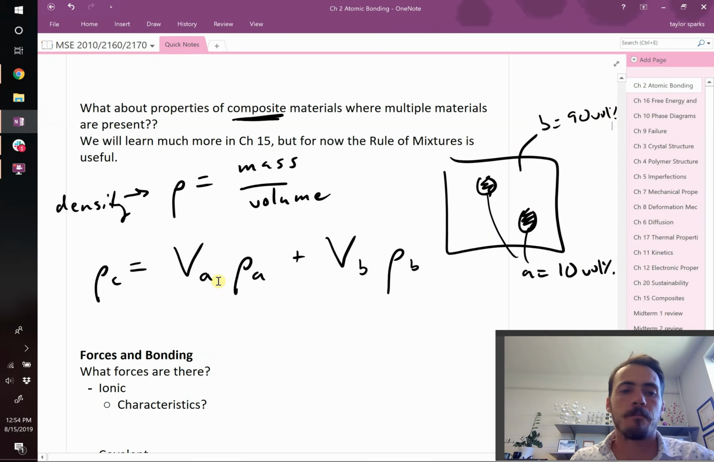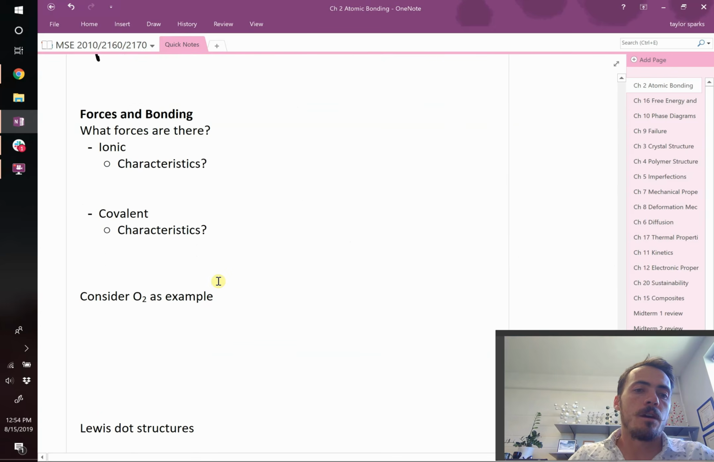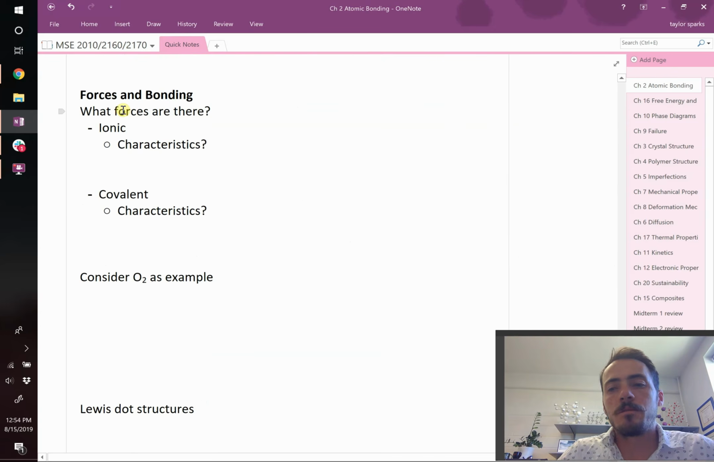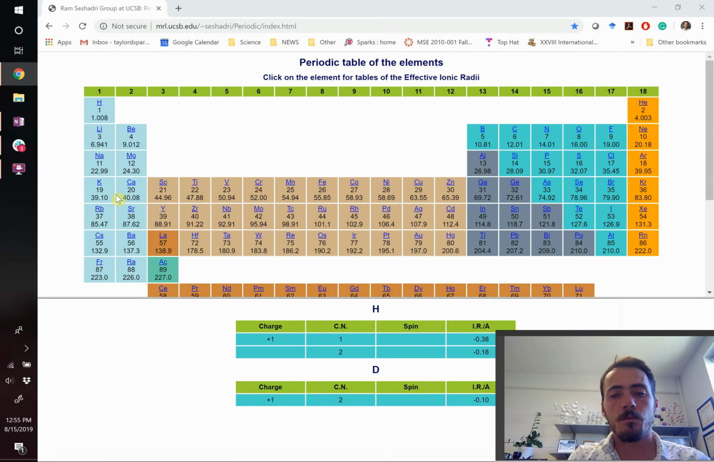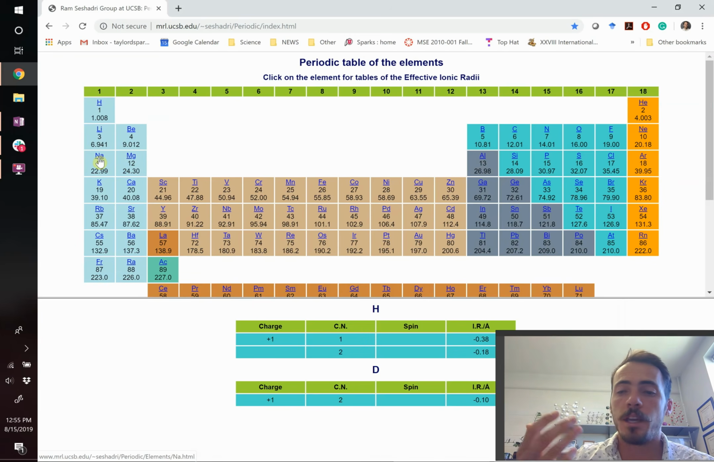All right. So when it comes to forces and bonding, you've got different types of bonding. You've got ionic bonding, you've got covalent bonding, right? So if you go back to chemistry, what is an ionic bond versus a covalent bond? Well, we already gave you one example. We said salt. Salt had this sodium, which was happy to get rid of its electron, and chlorine was happy to receive it.